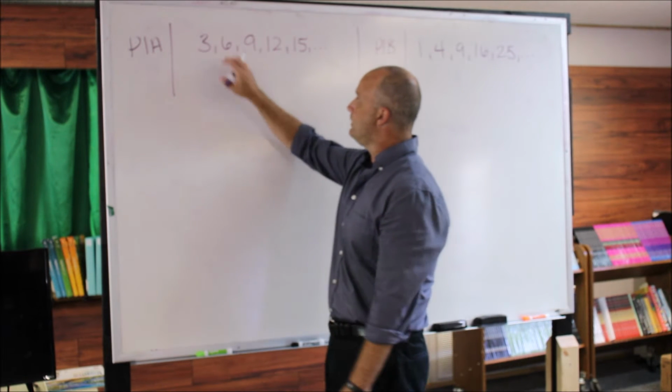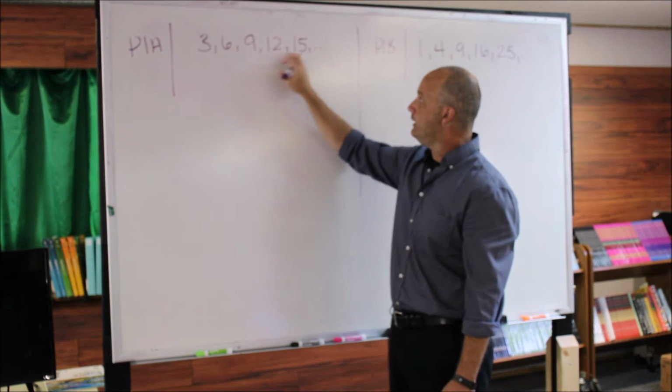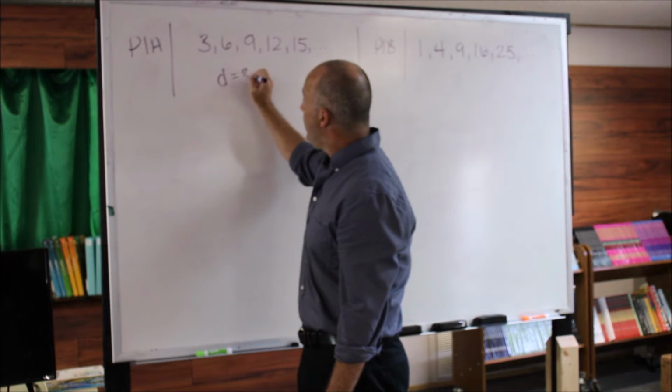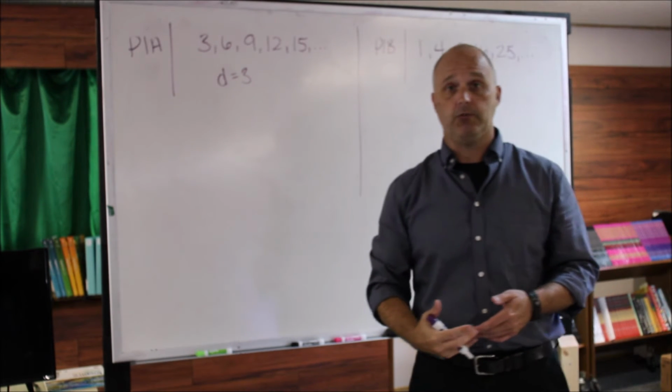To get from 3 to 6, we add 3. 6 to 9, we add 3. 9 to 12, we add 3. And 12 to 15, we add 3 as well. So we know that d is equal to 3. So yes, this would be an arithmetic sequence.